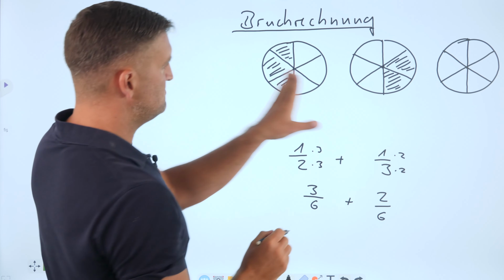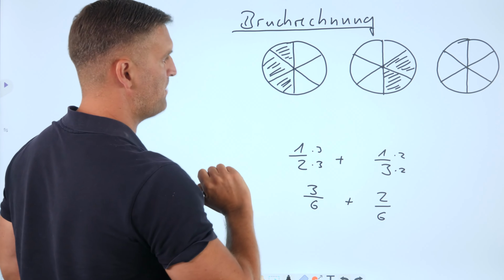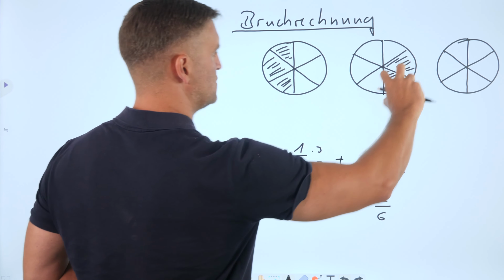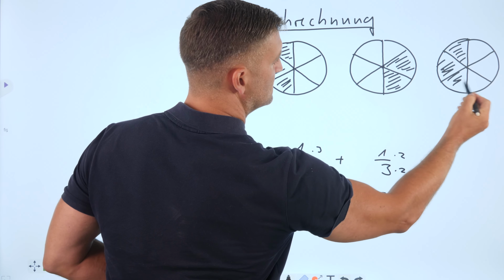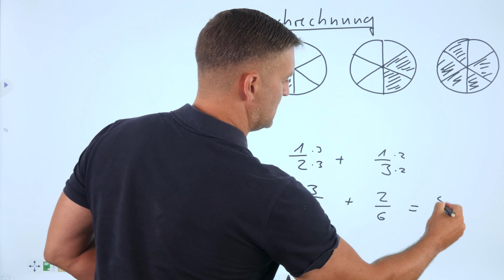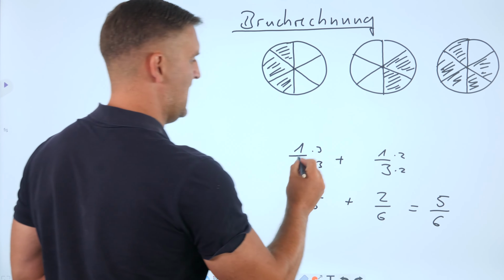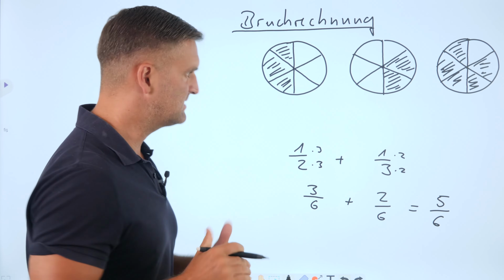Now you can hopefully see it as well. If I add 2 sixths to the 3 sixths, I could, for example, cut them out here and put them in here. Then I end up with a total of 1, 2, 3, 4, 5 sixths. And with that, I have the result that 1/2 plus 1/3 equals a total of 5/6.